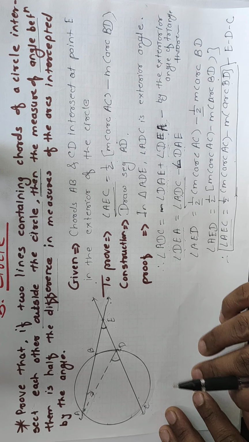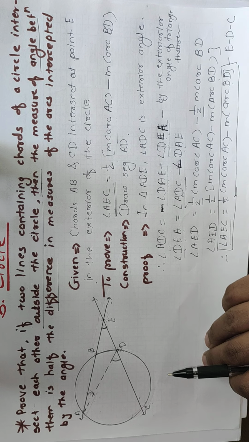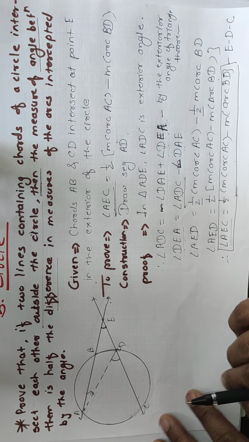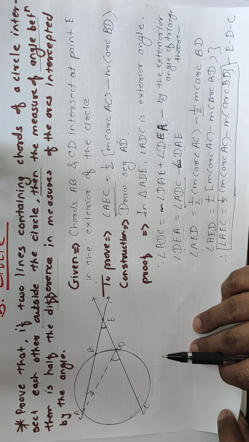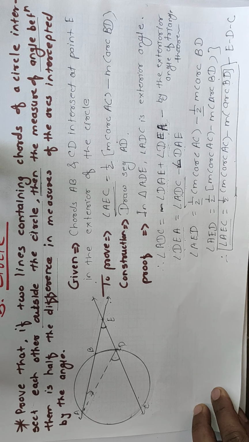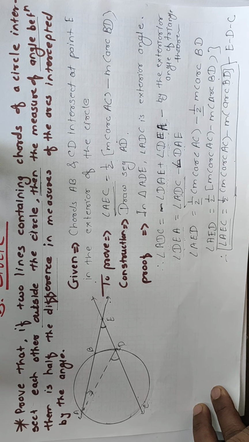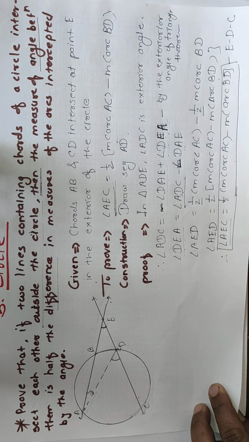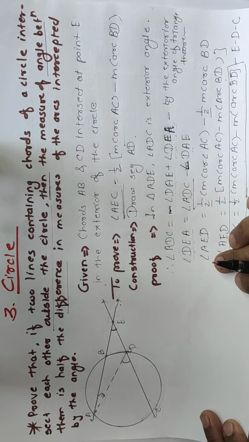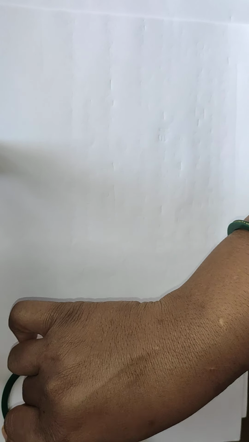Okay, now after this we will see the next point, that is, remember this point. Once we remember the points given in the textbook, it is easy for you to solve practice set number 3.4. The first point is: the measure of an inscribed angle is half the measure of the arc intercepted by it. Suppose this is your circle.